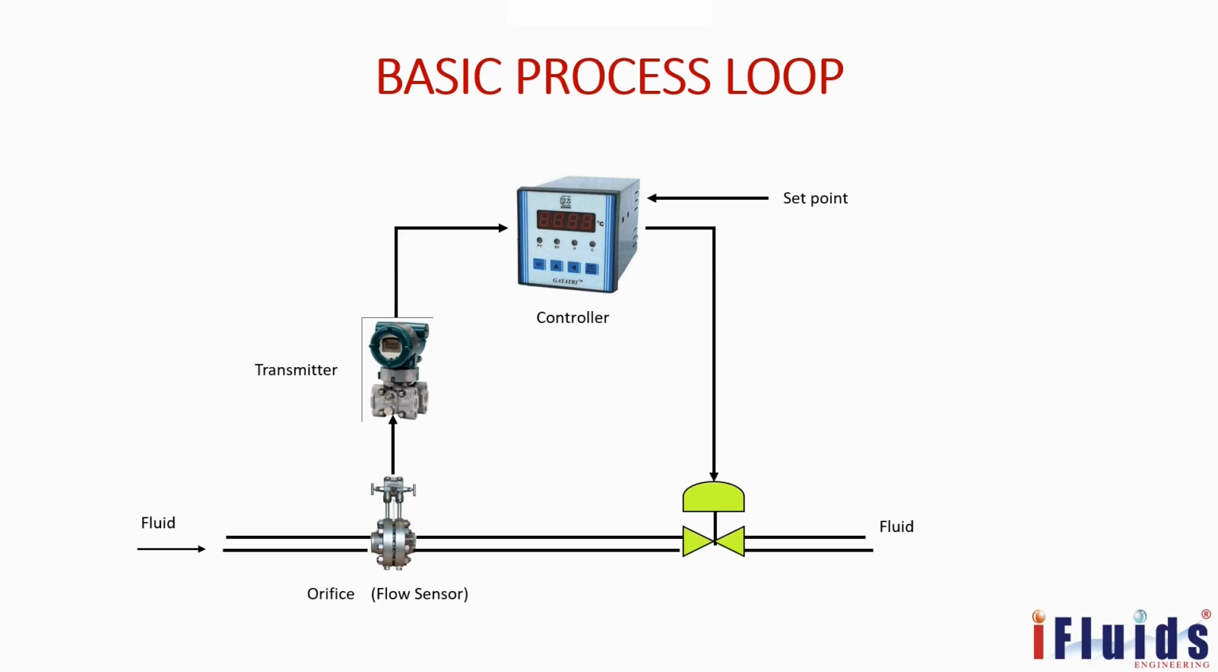Whatever I showed in the block diagram, it is shown as a fixation. This fluid line is here. On the line is the flow sensor. Transmitter is there. One single loop controller is there. It will control the final control element.